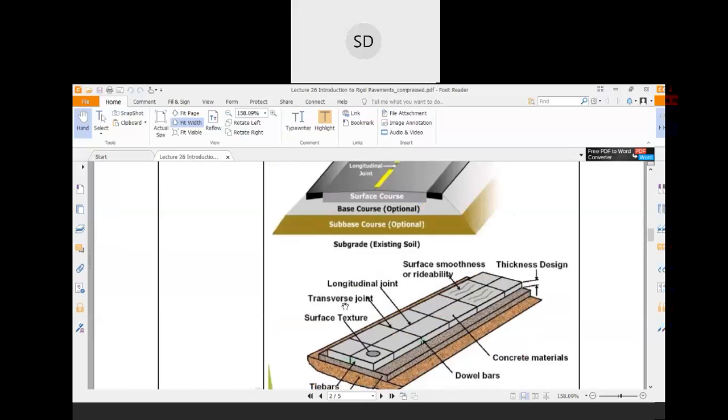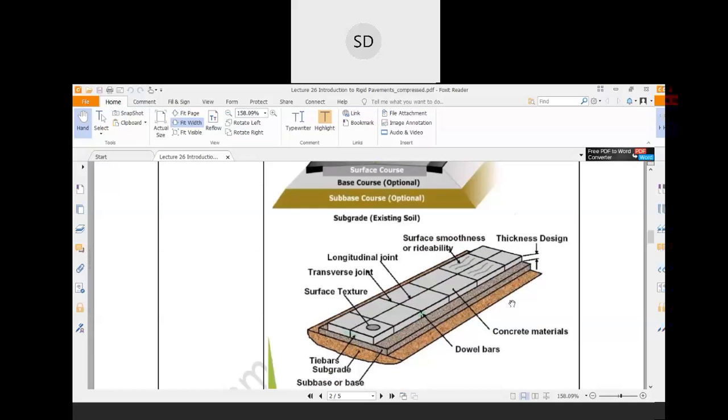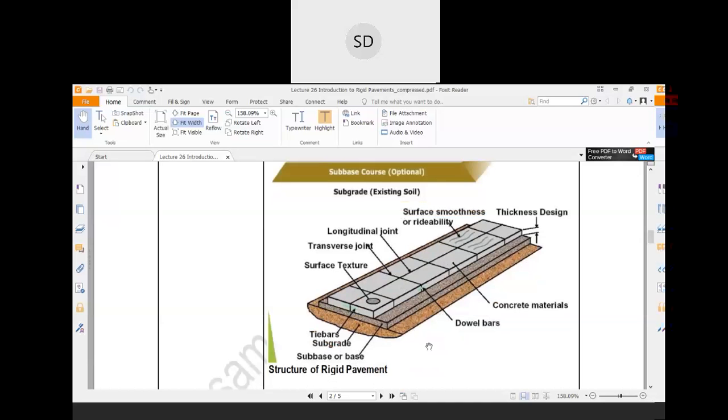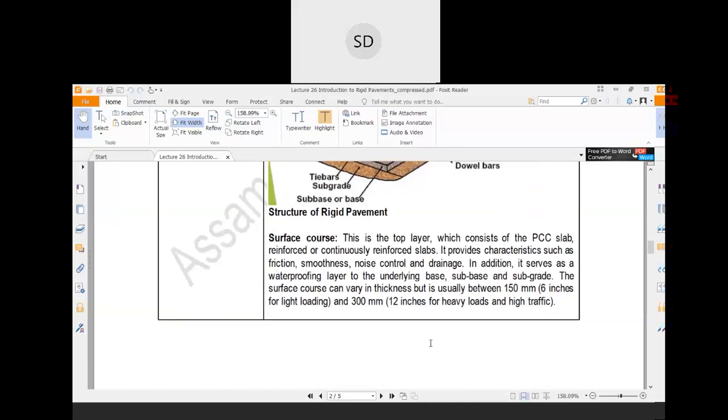In these joints you need to use reinforcement. If we discuss the reinforcement, these are the longitudinal joints and these are the transverse joints. In the transverse joints, sometimes you have to use dowel bars so that stress can be easily transferred from one portion to another, and in the longitudinal joints you can sometimes use tie bars so that stress can be transferred easily.